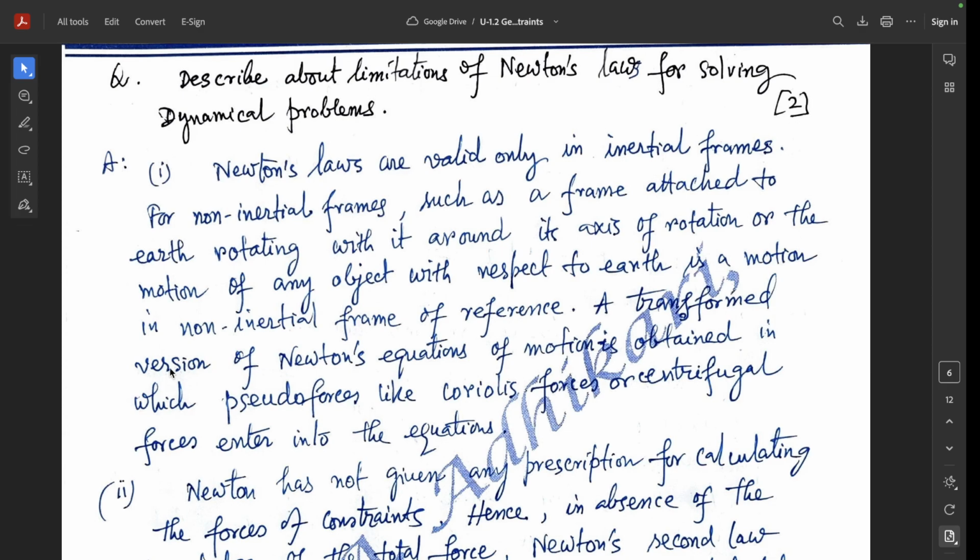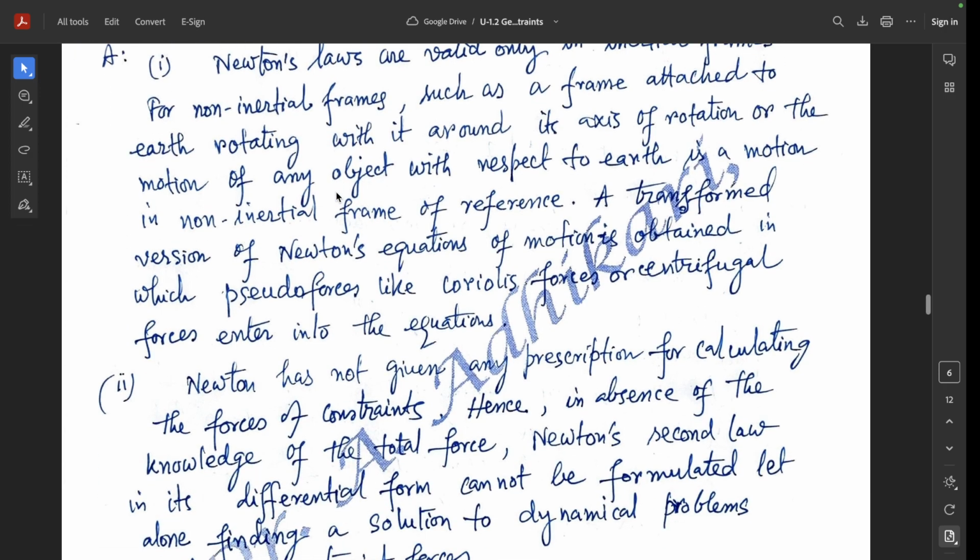A transformed version of Newton's equations of motion is obtained in which pseudo forces like Coriolis forces or centrifugal forces enter into the equations. So Newton's laws are valid for an inertial frame of reference, either at rest or moving with constant uniform velocity. But a non-inertial frame has accelerated velocity or is rotating.